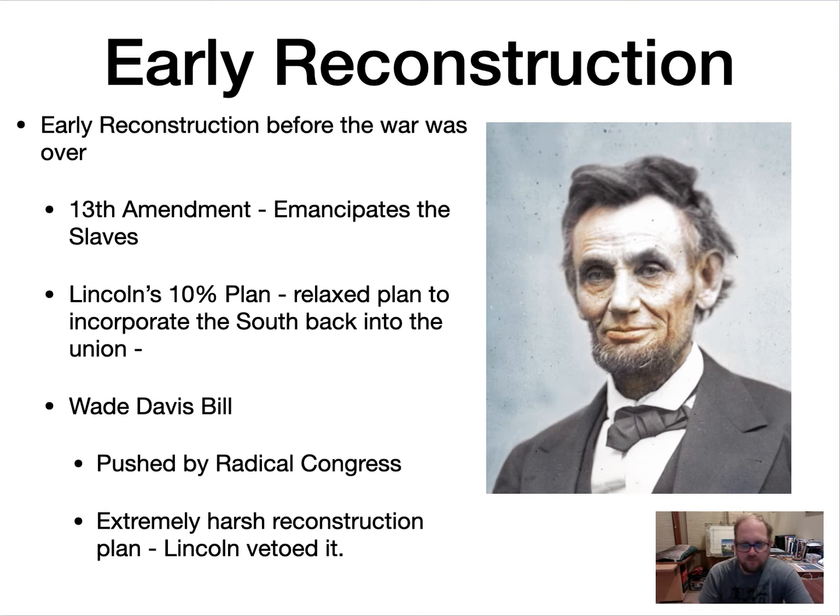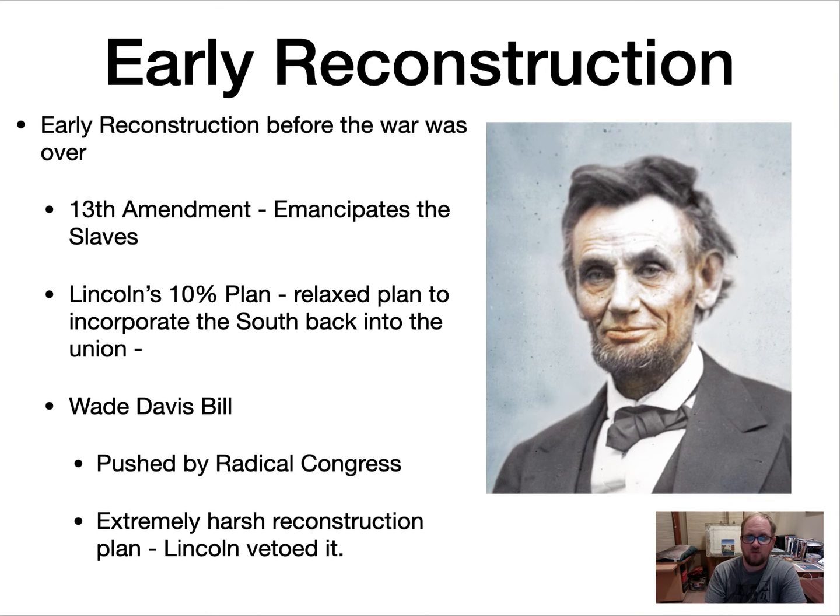Then, before the war is over, he also institutes his 10% plan, a very relaxed, lenient plan to incorporate the South back into the Union with very little steps for them to do that. He never has a chance to put it forth, so we don't know how this radical Congress would have reacted to it. Probably not passing it, but maybe it would be a benchmark to compromise on.